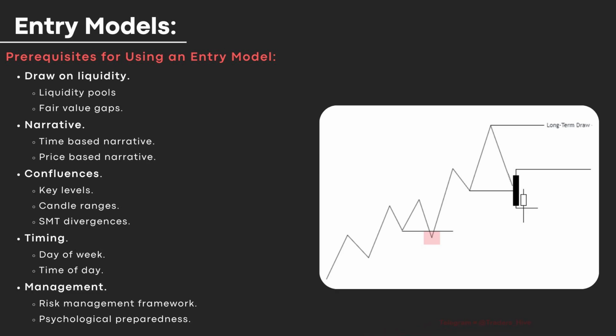The next thing that we've got is confluences. Confluences are exactly what separate high probability setups from random trades or low probability setups. And the more factors that you can align with your trade idea, the stronger your setup or your trade is going to be.